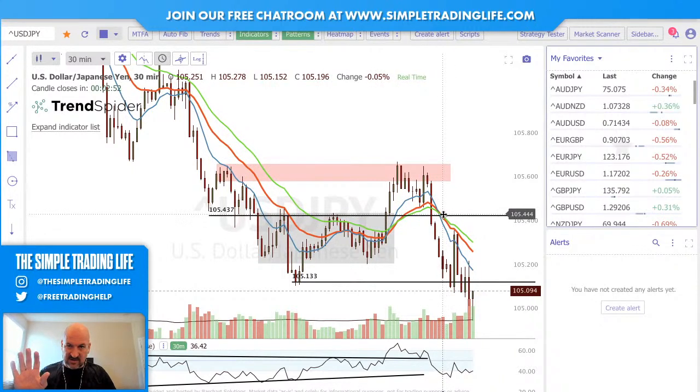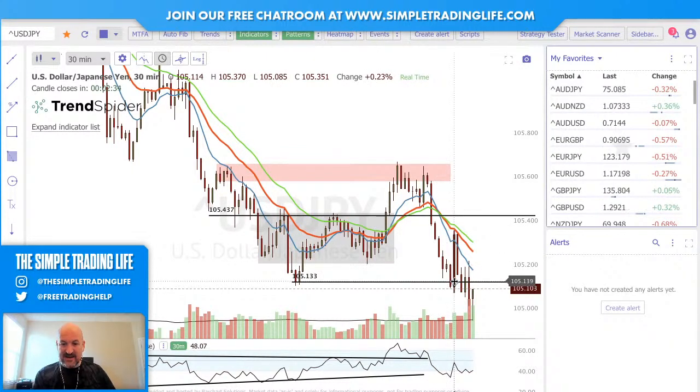Now this is not a crossover strategy, but the probability is if price is below the 10 and it's below the 20 and it's below the 30, you have a high probability that price is going to go down. Look what happened. Down, right? Where did it bounce? Right around here. It got just a little bit below, right around this pivot point.